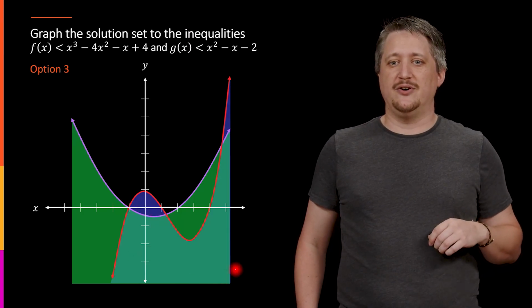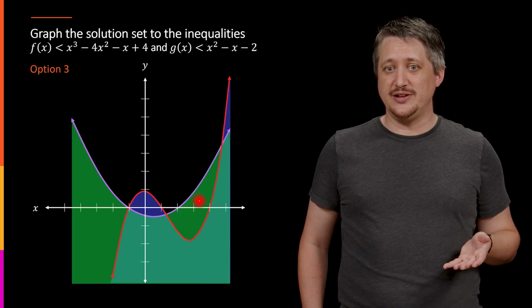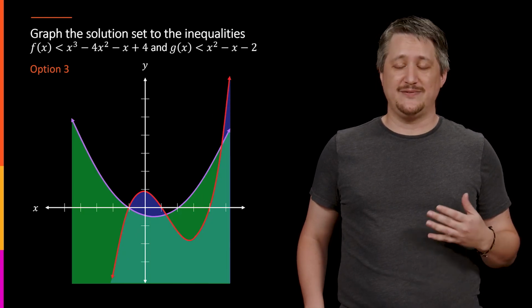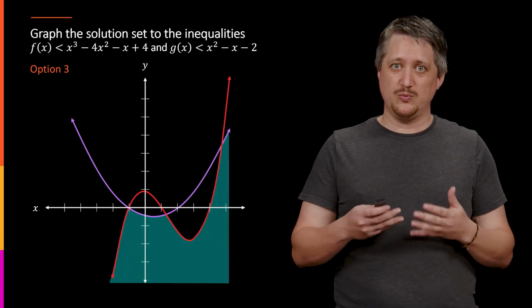Then I have all of this section over here, down here. This part is not, because that's only a solution for g, not f. Up here, only f, not g. So again, not that part. So I can reduce down to where they both work.